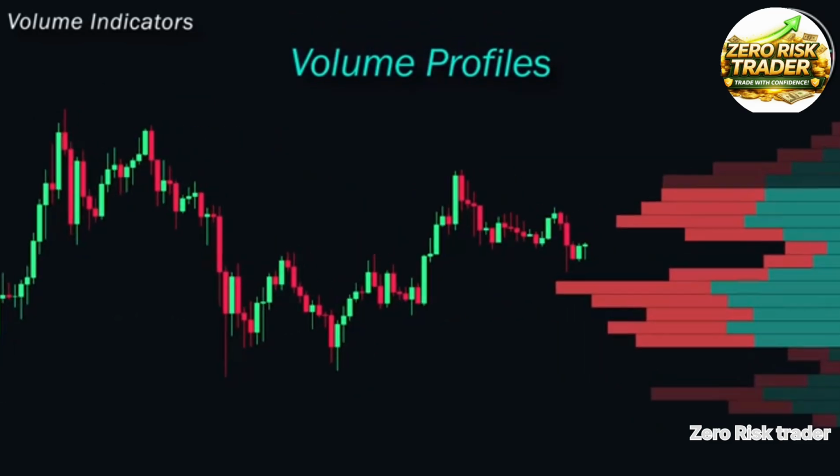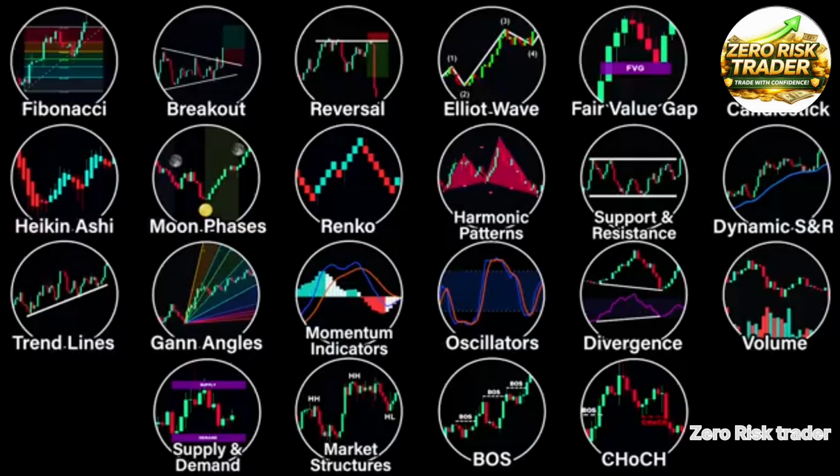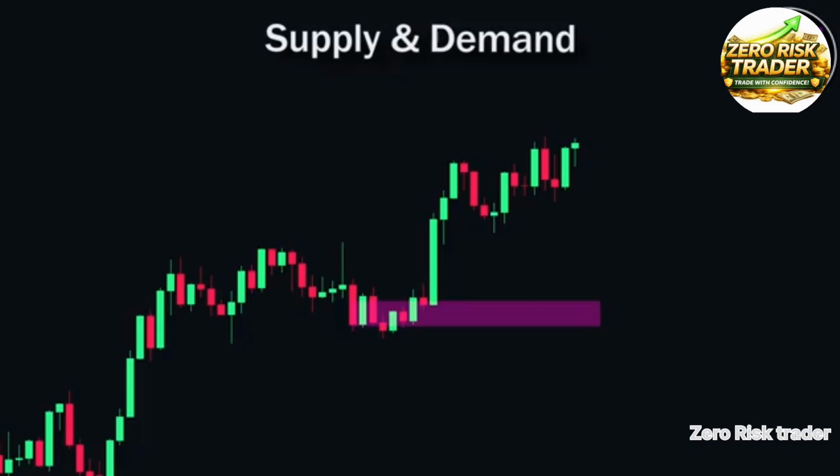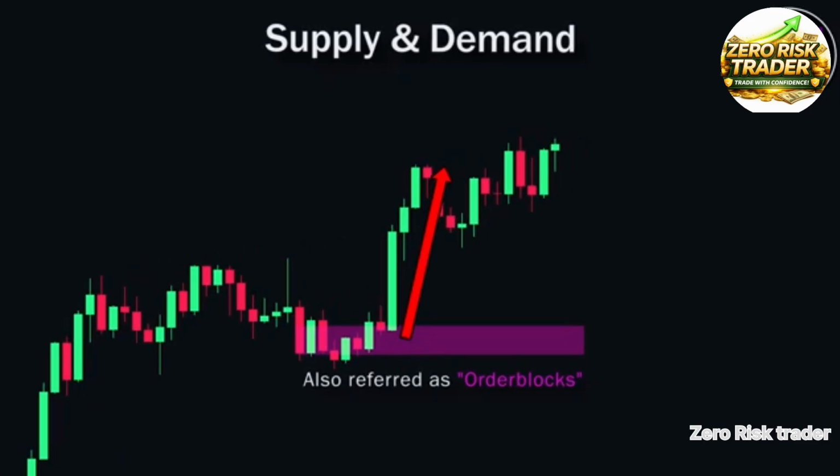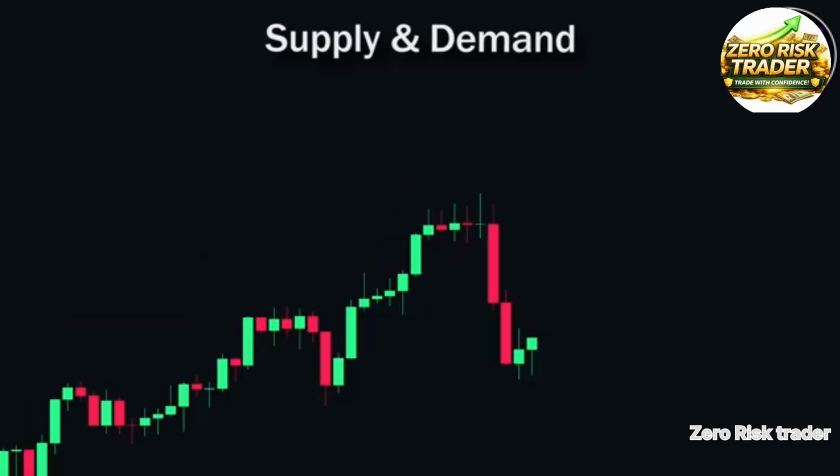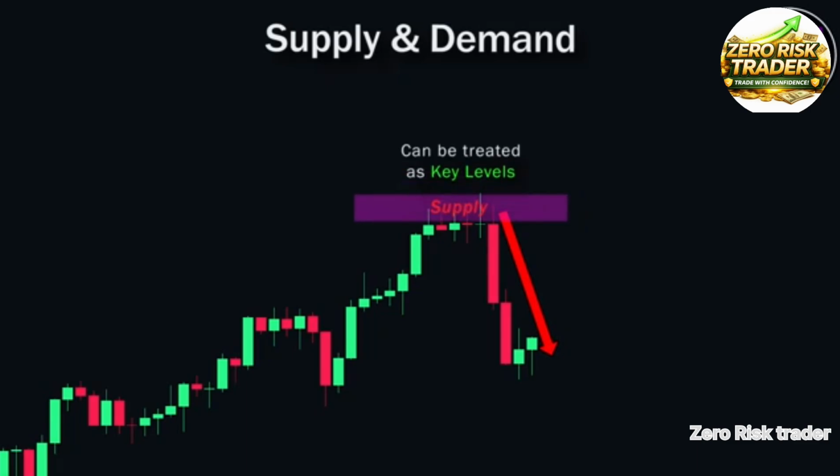Volume profiles. It displays a volume bar horizontally, which can be treated as key levels for potential entry positions. Supply and demand. Also referred to as order blocks, these are zones where significant price movements have occurred. If price moves significantly upwards from a level, it is considered a demand zone. And if price moves significantly downwards from a level, it is considered a supply zone. Just like support and resistance, these zones can be treated as key levels for potential entry positions.